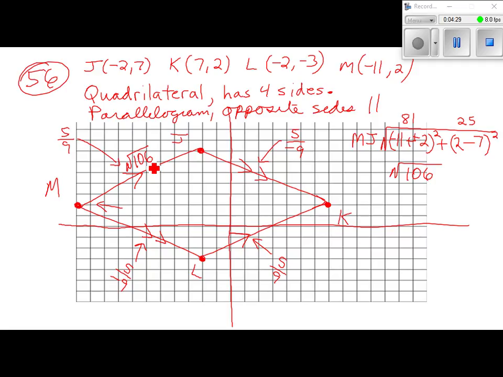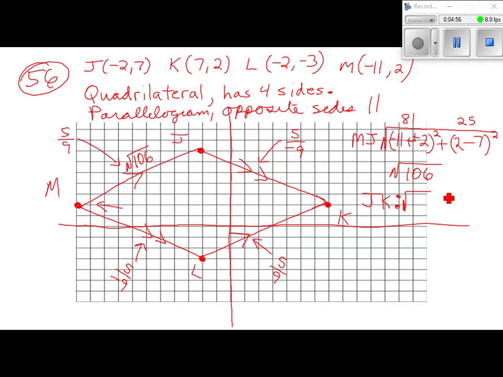What other side am I going to pick? All right, JK. Now I don't want to pick which side? Which side do I not want to pick? LK, because what do I already know about these two sides? They're the same because it's a parallelogram. So I already know that. If I did that side, it better come out to the square root of 106. Otherwise, we messed up somewhere else.